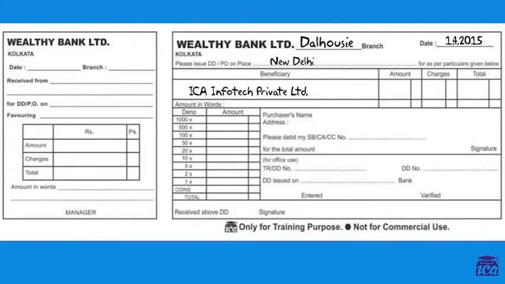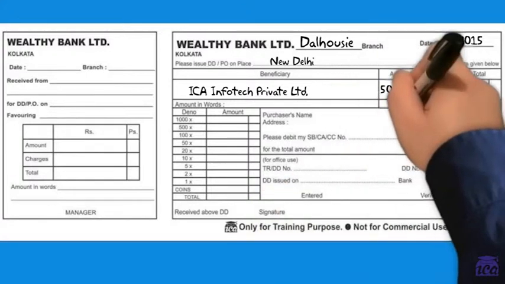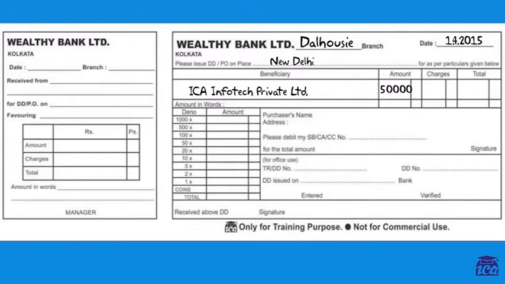What is the amount for which this demand draft is made? That we have to mention here. So let's say the amount is 50,000 rupees. After that is the charges column. Whenever the bank is making a demand draft for you, it is a service it is providing, so it will charge you for the service. Let's say the charges are 250 rupees.